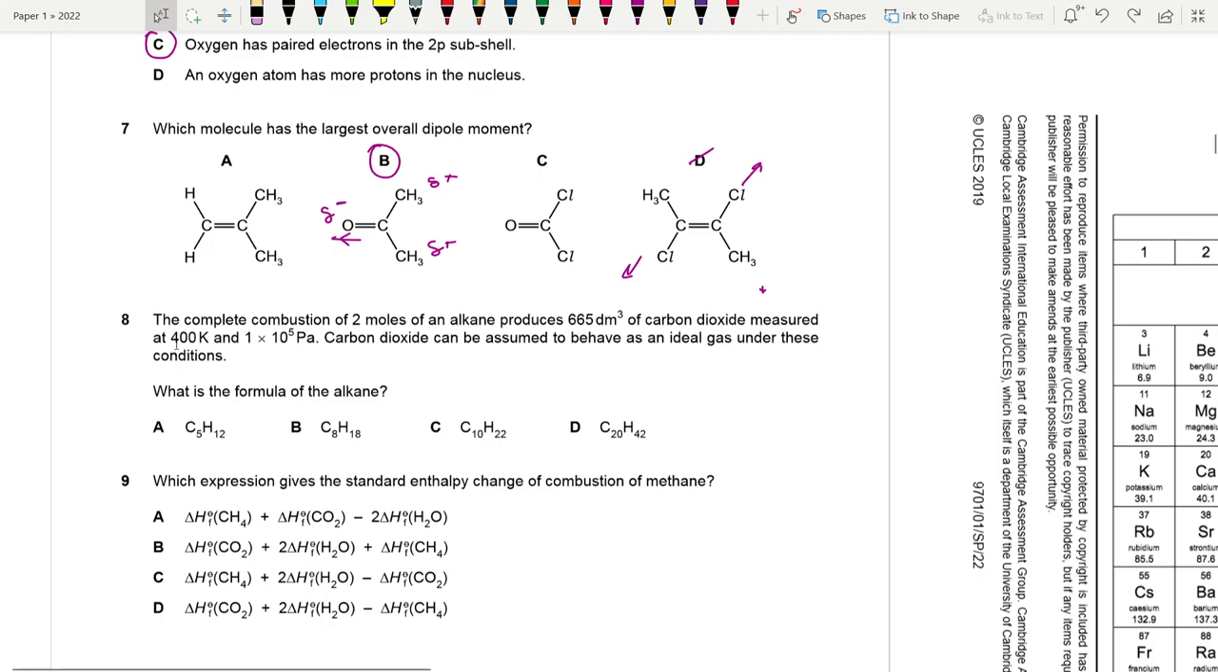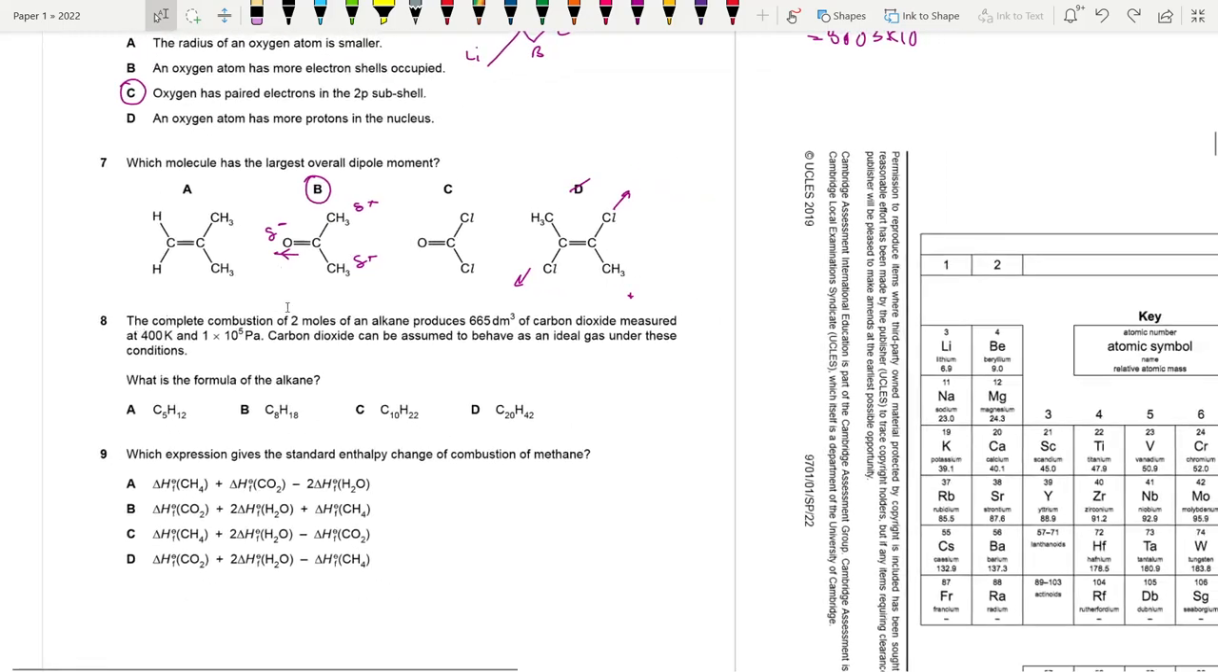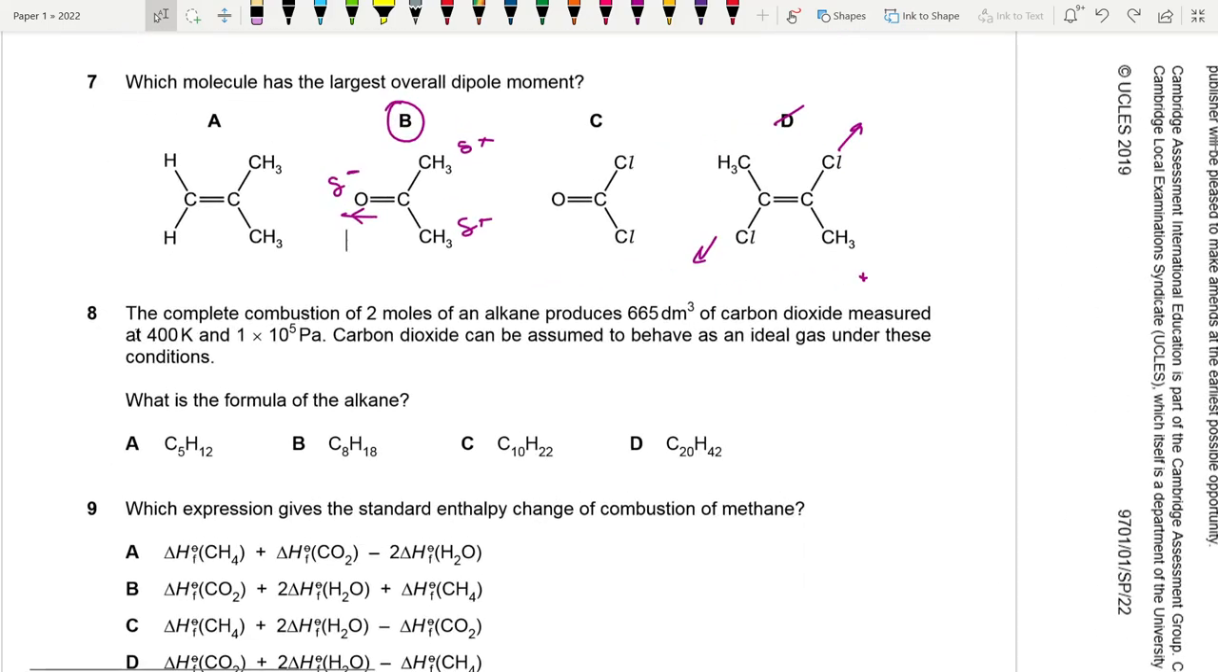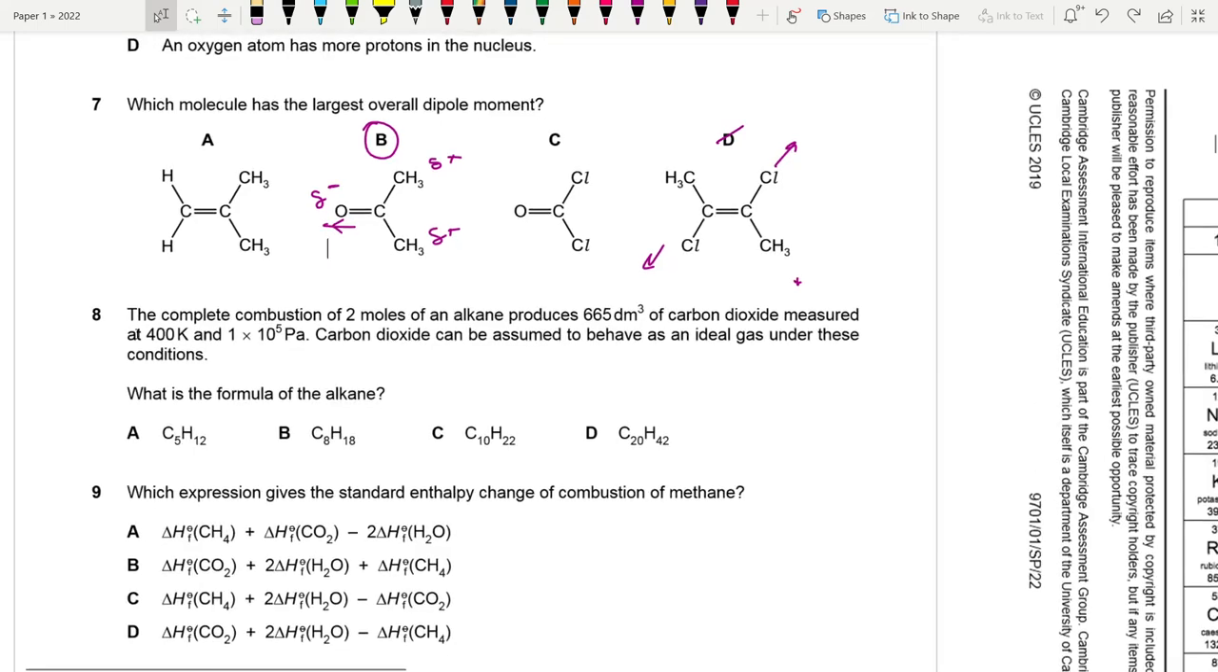The complete combustion of 2 moles of an alkane produces 665 dm cube of carbon dioxide measured at 400 Kelvin and 189.5 pascals. Carbon dioxide can be assumed to behave as an ideal gas. So PV is equal to nRT. 1 into 10 power 5 into 665 into 10 power minus 3 converted to meter cube, right? Is equal to 2 moles.